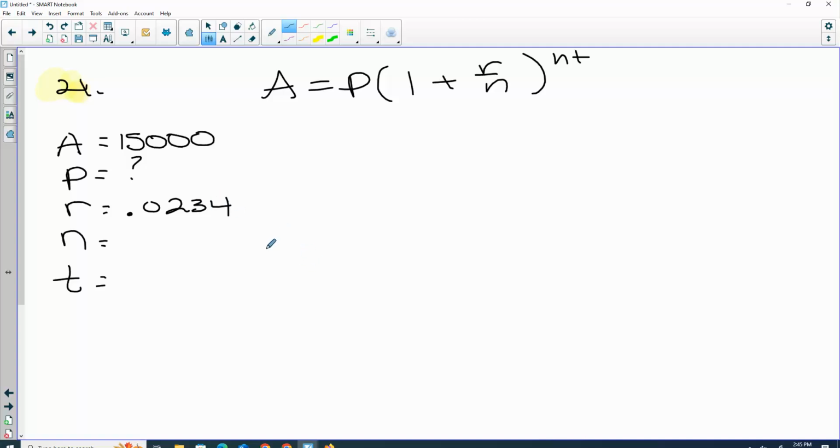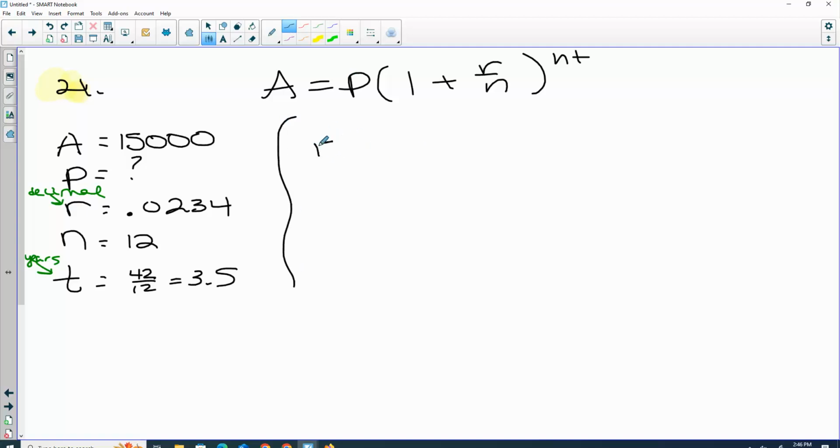Compounded monthly, what's that? n is how many times a year you would compound. So monthly would be 12 total times. And t is time in years. So if I say 42 months, how would I change that into years? So make sure you know. r always has to be a decimal. t is always in years. So now we plug in.